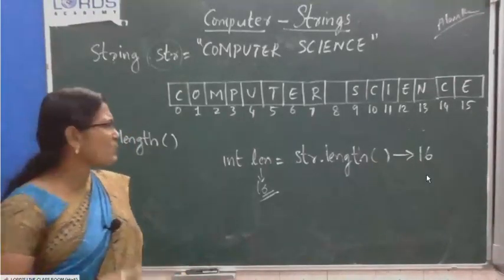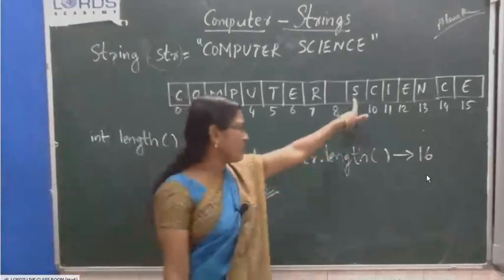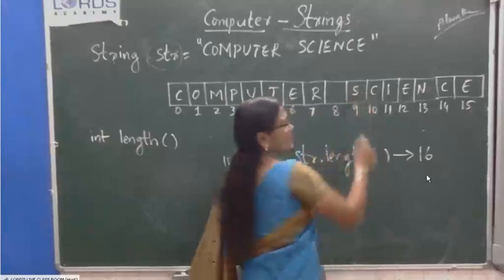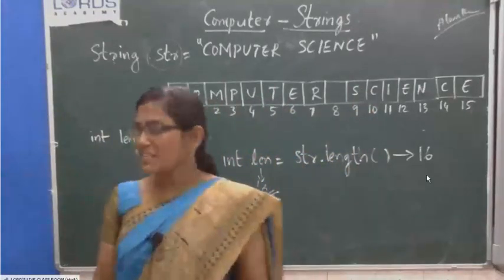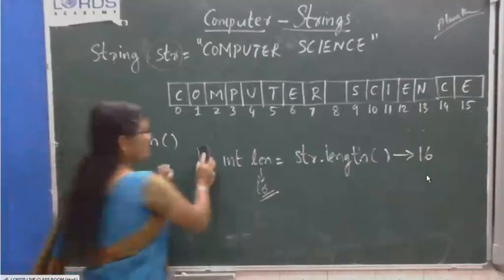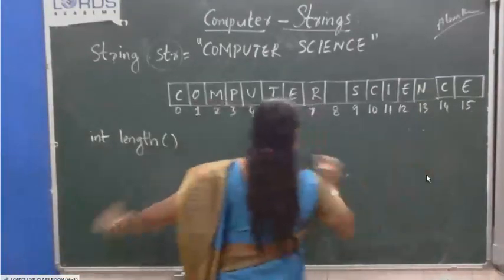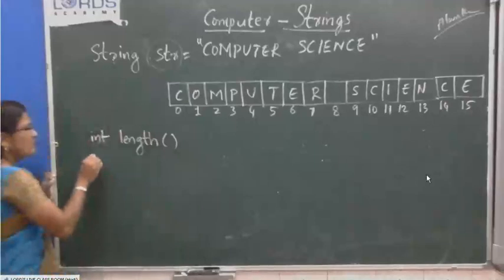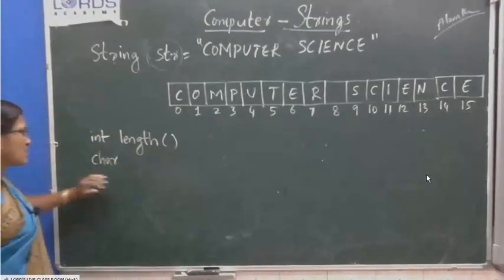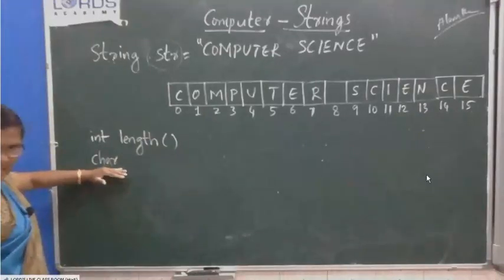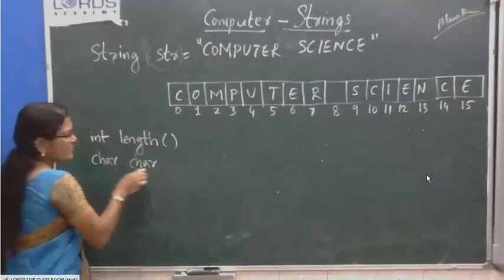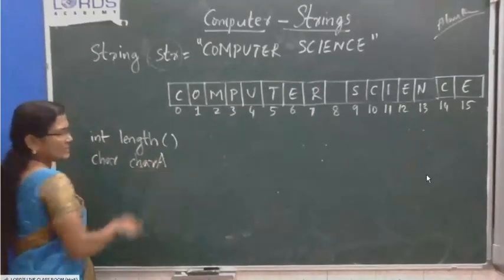Now the next one. I just want to take out this character S, at index number 9. So there is a function named charAt. The second function is charAt. This function's syntax is like this. It returns a character from the string. Return data type is char. Function name is charAt, with small letter c and capital letter A.